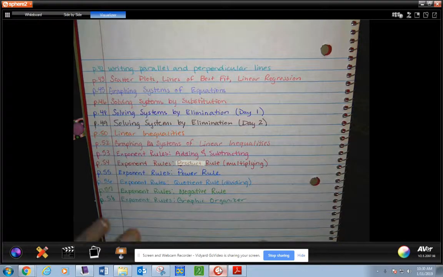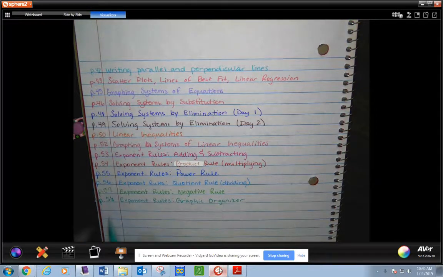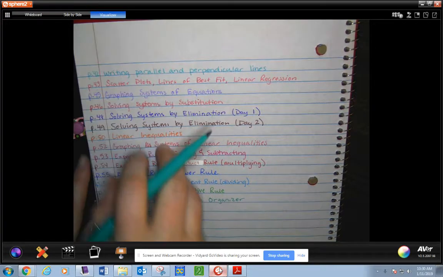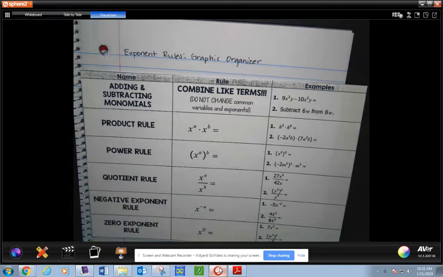Today we're going to put everything that we've learned so far about the exponent rules together, and I'm on page 58. We're going to go over the exponent rules, and we're going to do a graphic organizer today. So if you'll go ahead and write that down and then flip on over to that page for me. Okay, you have this paper, and what I did was I just trimmed the box out perfectly. So before we paste it in, we're just going to go over this.